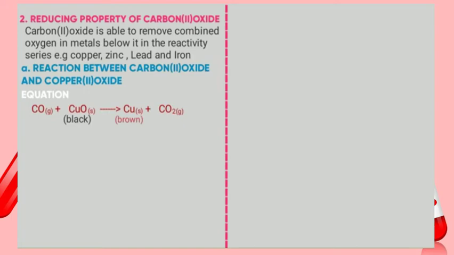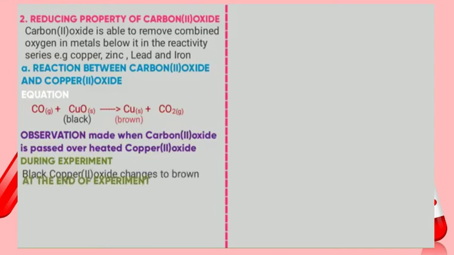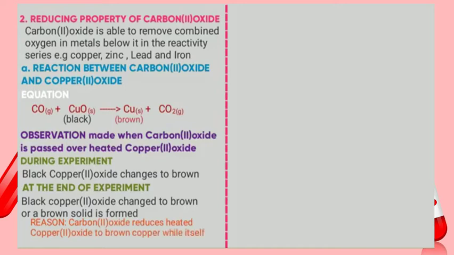Now observation made when carbon 2 oxide is passed over heated copper 2 oxide. During the experiment, you see black copper 2 oxide changes to brown. At the end of the experiment, we say black copper 2 oxide changed to brown, or you can say a brown solid is formed. Reason is carbon 2 oxide reduces heated copper 2 oxide to brown copper while itself oxidized to carbon 4 oxide.